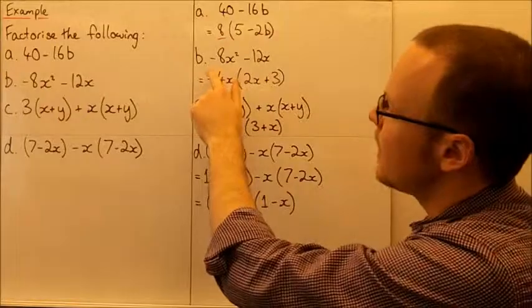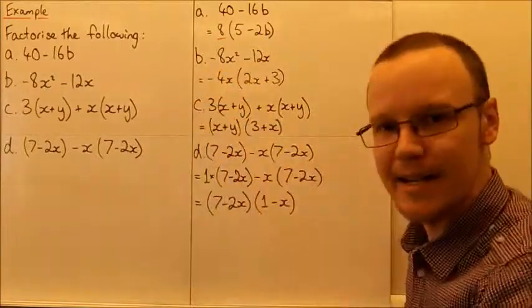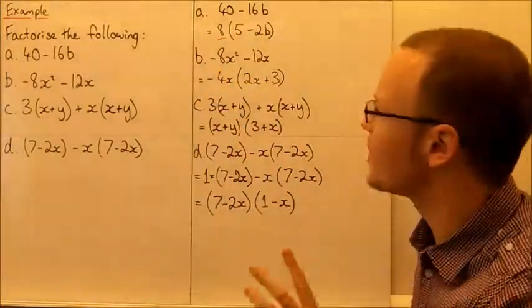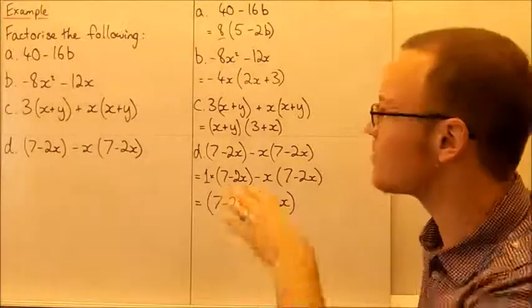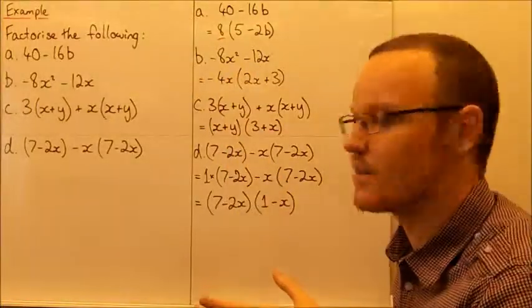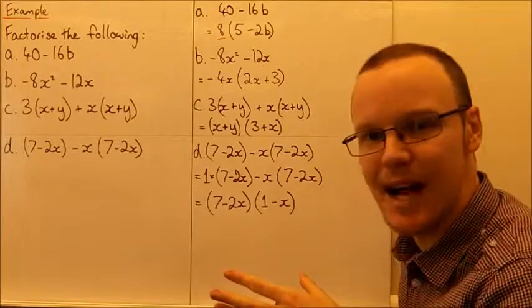So here we go for the next one, minus 8x squared minus 12x. The highest common factor is going to be a negative, because both of the terms here are negative. So minus 8x squared.